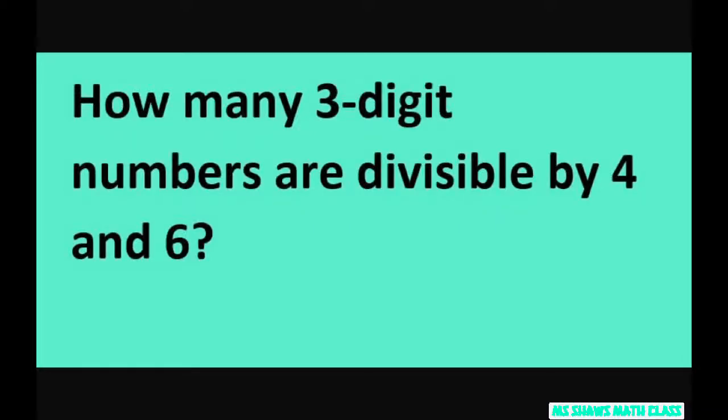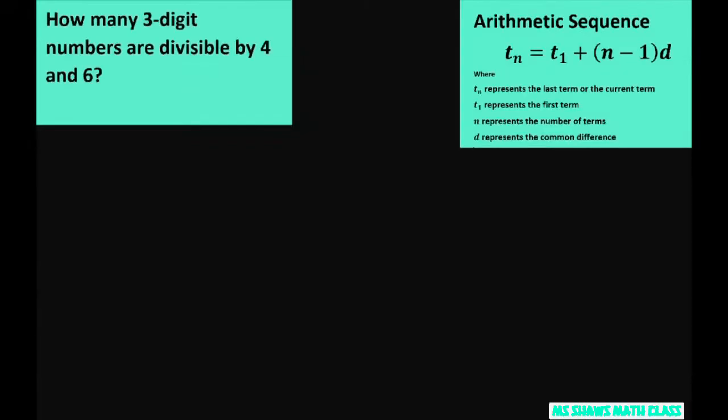Hey everyone, how many three-digit numbers are divisible by 4 and 6? We're using the arithmetic sequence formula, and the first thing, let's digest this a little bit. Three-digit numbers. So if we're talking about three-digit numbers, that's going to be between 100 and 999. So that gives you an idea what that is.